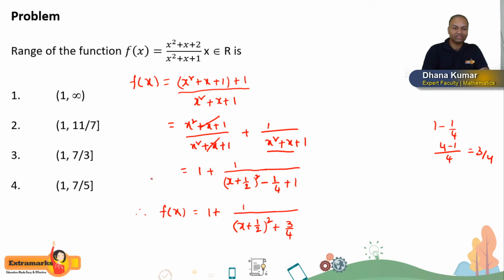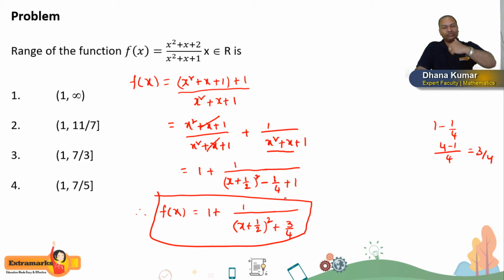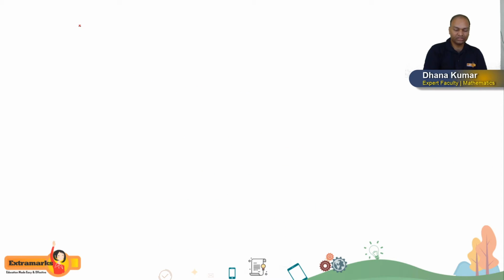Okay. This is the actual question. Fine. Now you find the range of this function. Now you forget about all the previous steps. This is the actual problem. Understood? Now see here, since x plus 1 by 2 whole square.